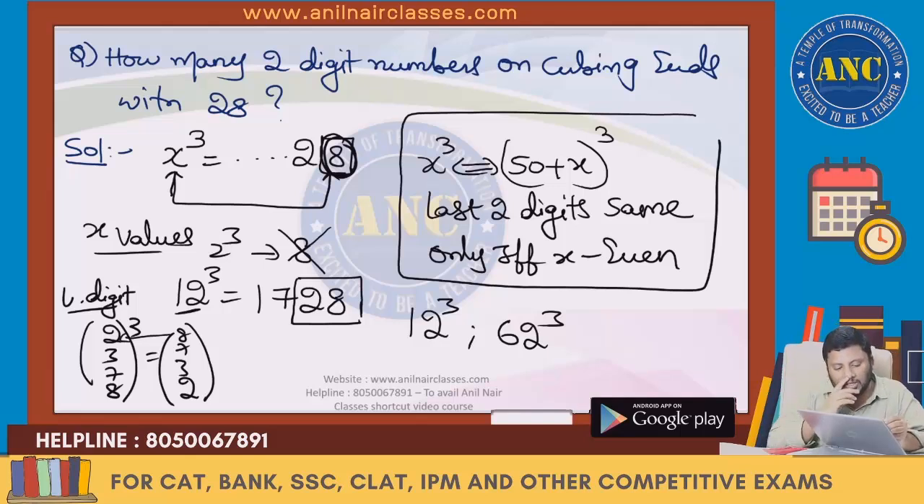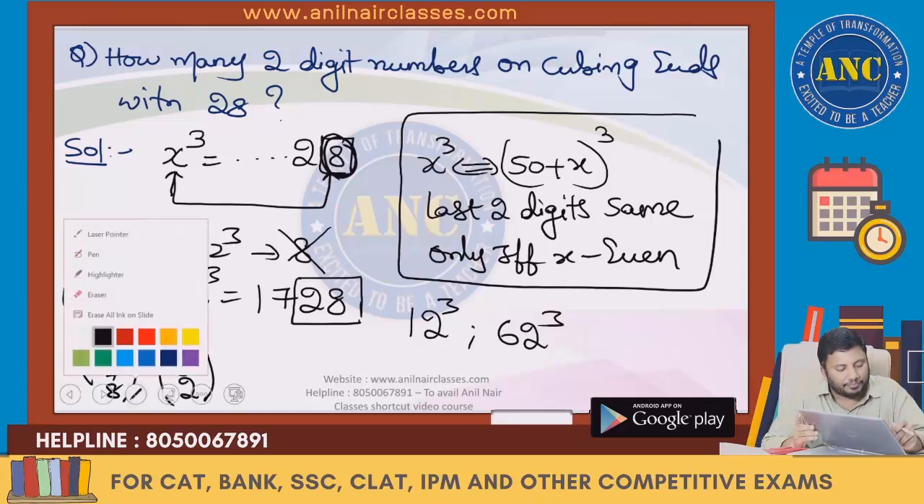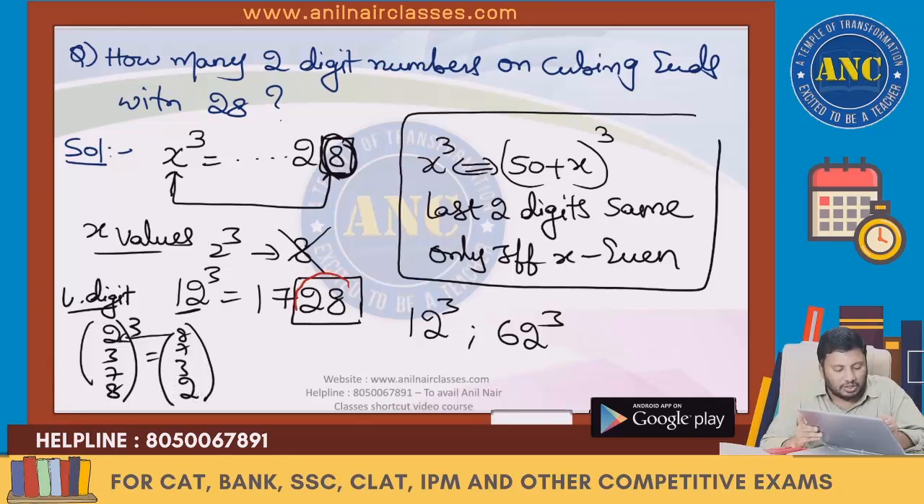Lowest number is 2 cube, 8. Next number is 12 cube, which is 1728. I got 28 at the end. So the number will be 12. Next number will be 50 plus 12, which is 62 cube. You don't need to do it.